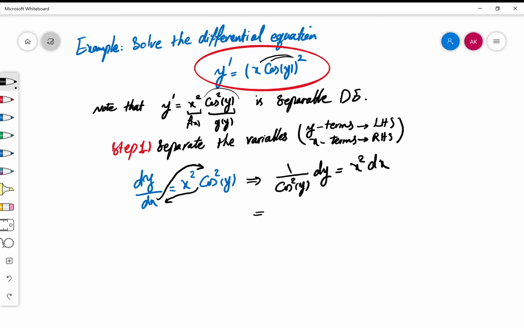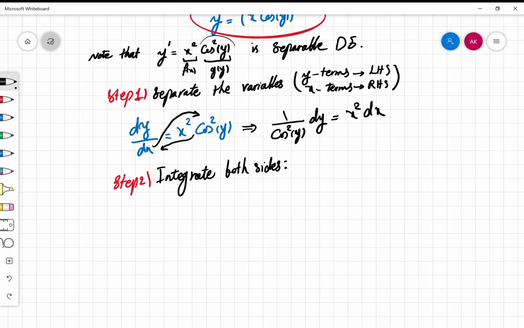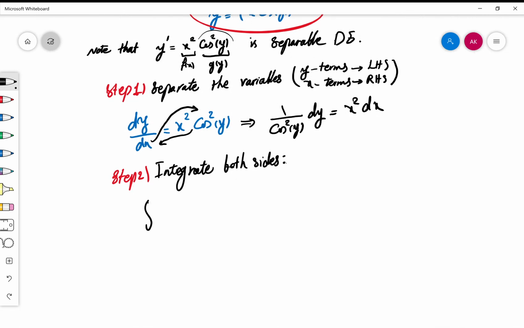Maybe one more step would be nice here. Well, let's do that one in the next step. Step 2, when you separate it, left hand side is in y, right hand side is in x, integrate both sides. Okay, so I will do integral of 1 over cosine squared y dy equals integral of x squared dx.